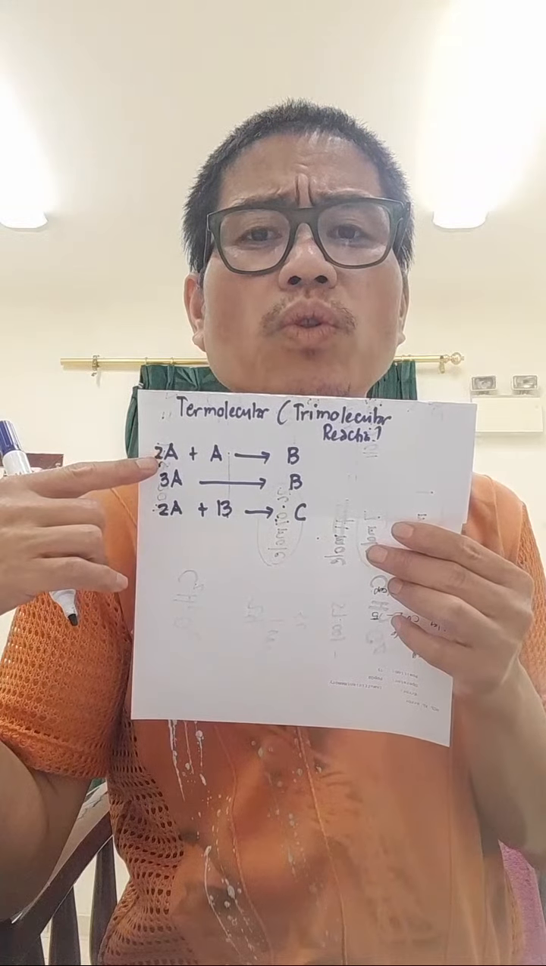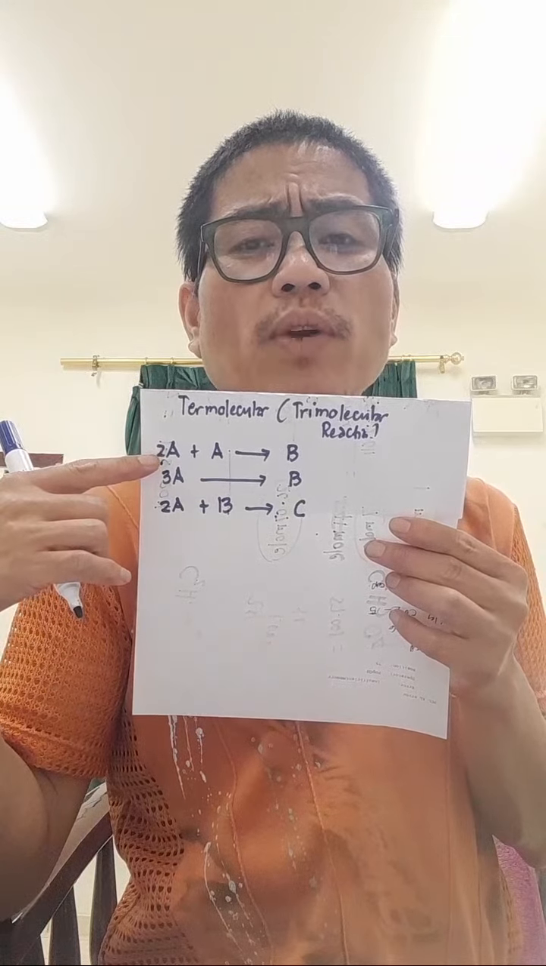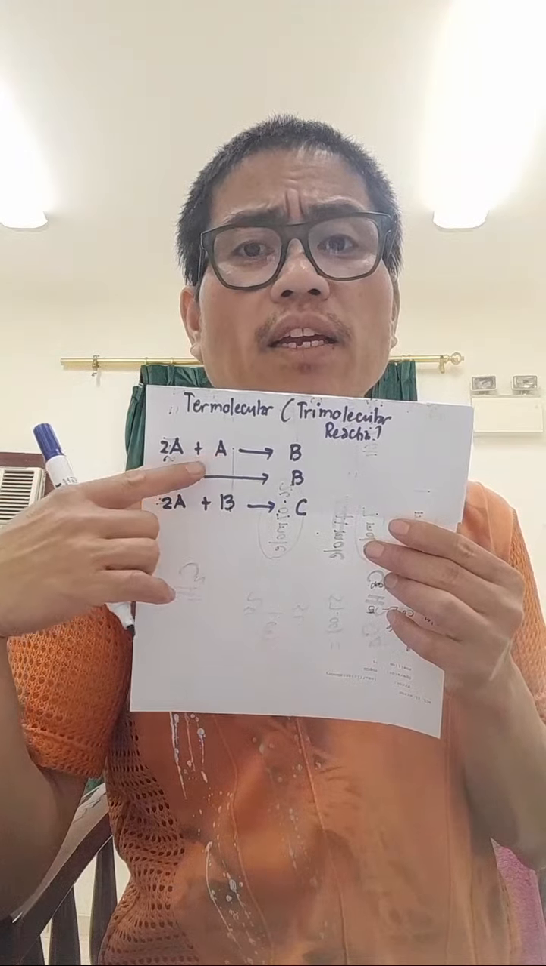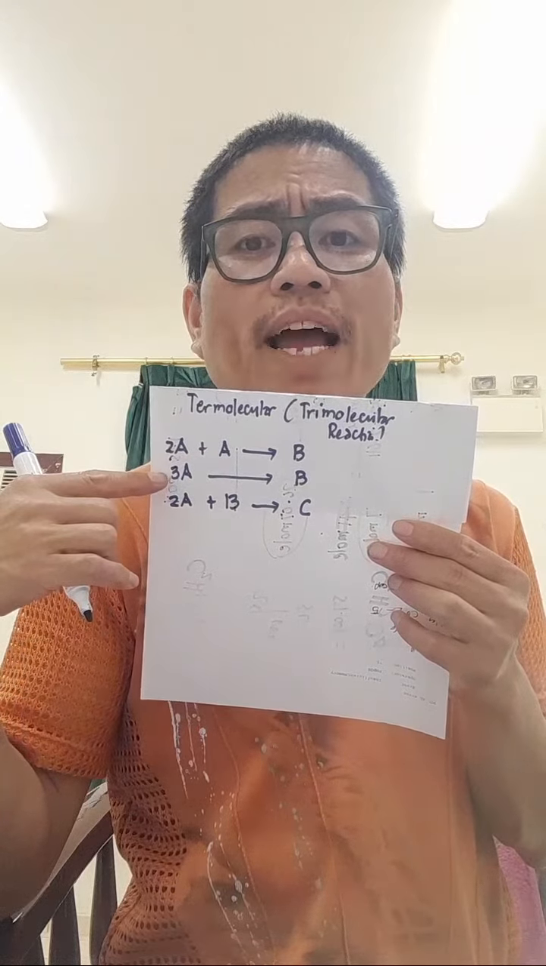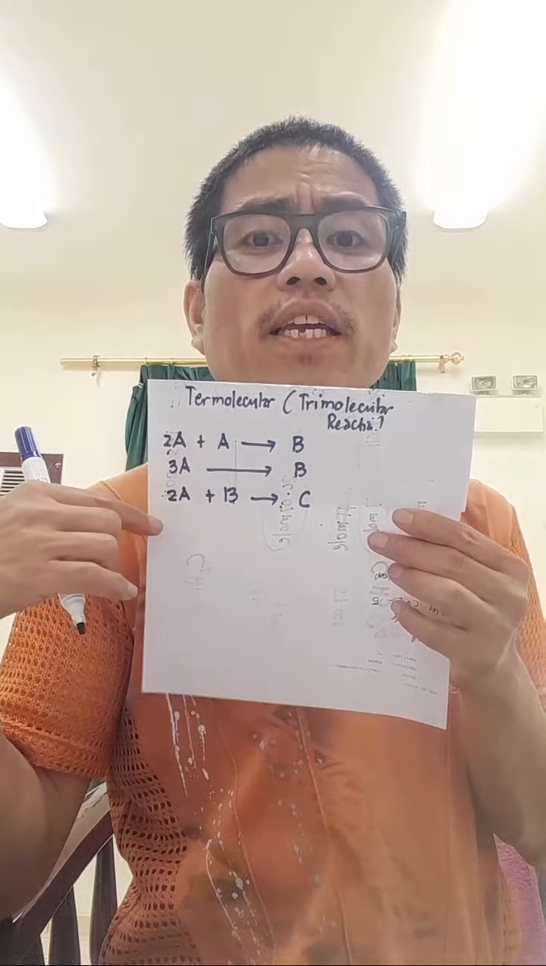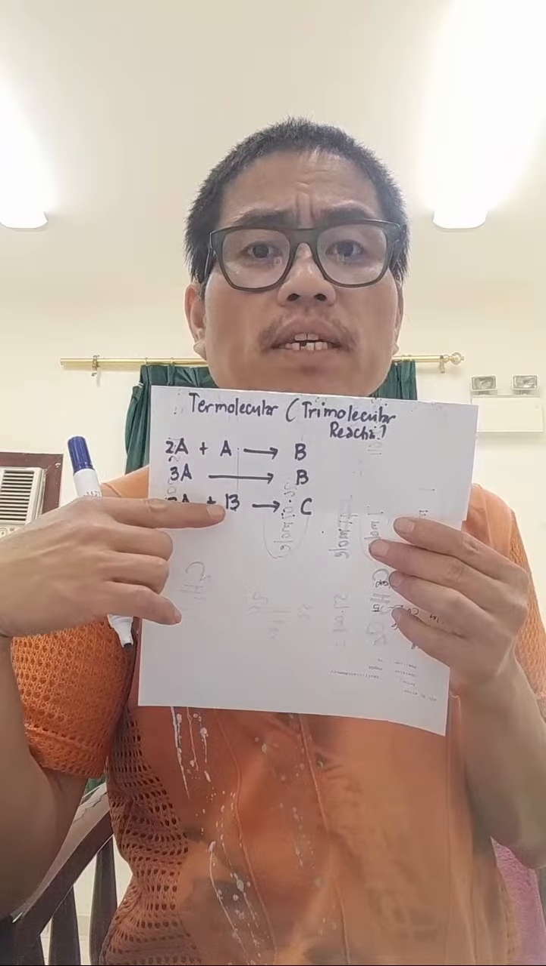Okay, there are 3 A's, A plus A plus A. So there are 3 reactants combined, which is 3A. This is termolecular. This one also, 2A plus A, and this one also is 2A and 1B. So there are 3 reactants here, 3 reactants here, 3 reactants here. The first will be 2 reactants of A plus 1 reactant of A. The same, here we have 3 reactants of A, that's why 3A. Here, 2A and 1B, like this.